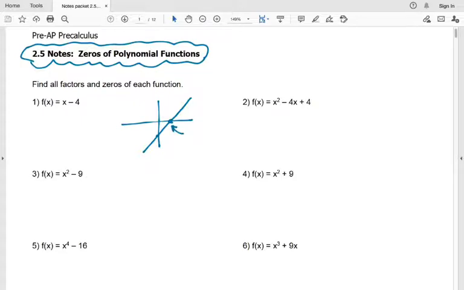And so to find that algebraically, we just set y equal to 0, and then we solve for x, and we get x equals 4. So that's our 0 for that function.